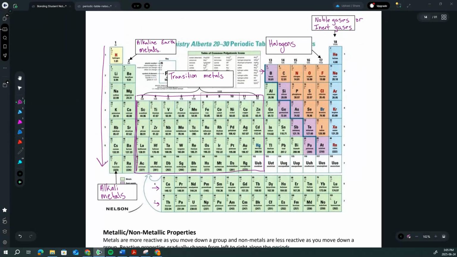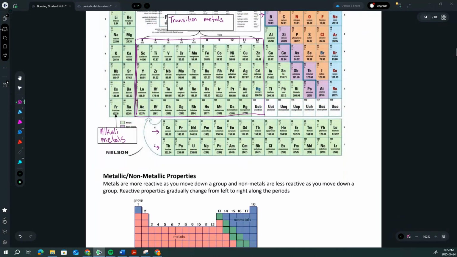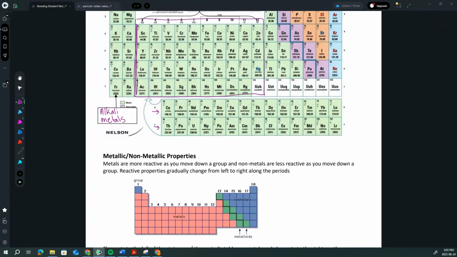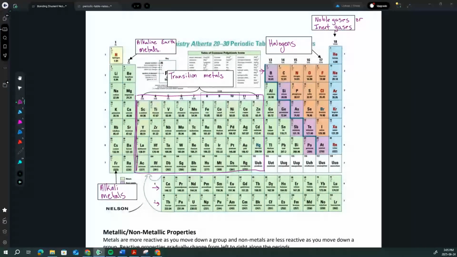Okay, so for metals, as you move down, they get more reactive. However, for nonmetals, as you move down, they get less reactive. Okay. Reactive properties gradually change from left to right along the periods. Okay, so if we're talking about the metals, they get more reactive as you go down. And they also get more reactive as you move to the left of a period.